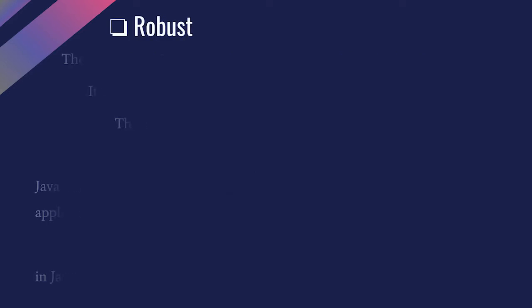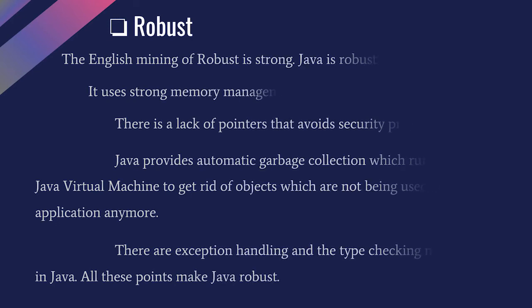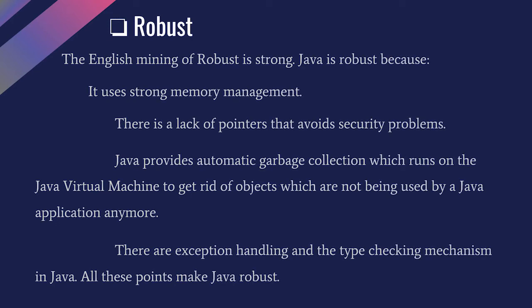Robust. The English meaning of robust is strong. Java is robust because it uses strong memory management. There is a lack of pointers that avoids security problems. Java provides automatic garbage collection which runs on the Java virtual machine to get rid of objects which are not being used by a Java application anymore. There are exception handling and the type checking mechanism in Java. All these points make Java robust.